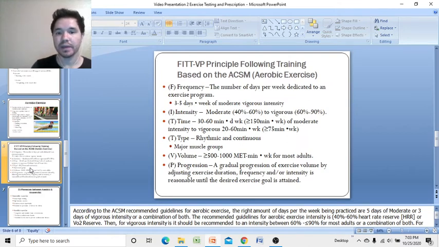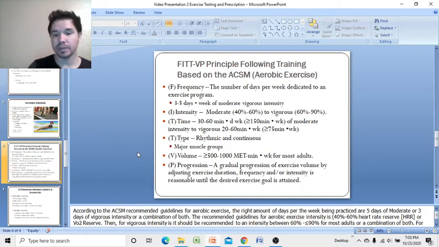Then for the FITT-VP principle, based on the ACSM, the recommended frequency is 3 to 5 days per week of moderate to vigorous intensity. The recommended intensity is 40 to 60% for moderate, to vigorous 60 to 90%. The time is 30 to 60 minutes per week of moderate intensity, or vigorous intensity of 20 to 60 minutes. The type of training is rhythmic and continuous. Major muscle groups are recommended.